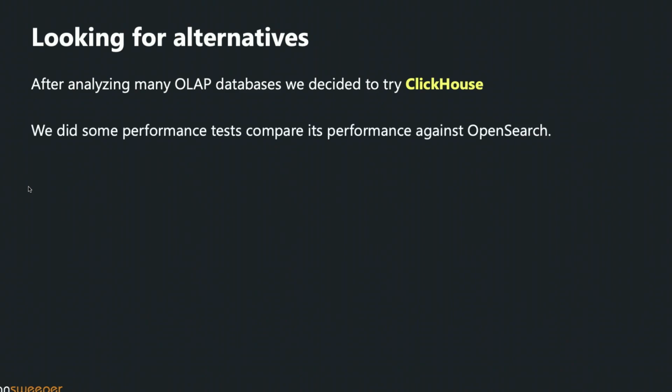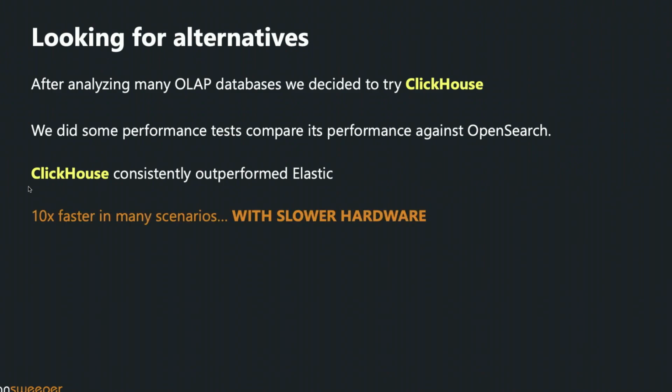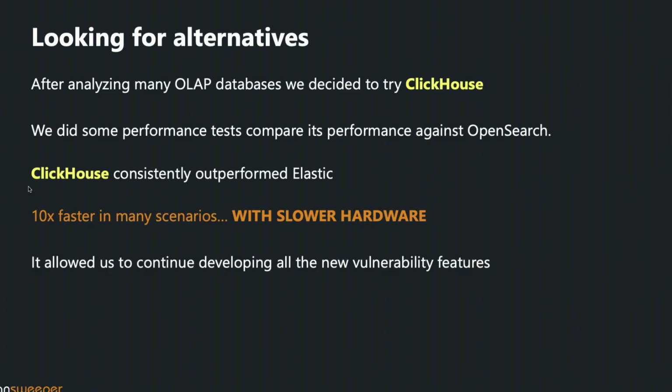And we did some performance testing against OpenSearch. And we found not only that ClickHouse outperformed Elastic in every single test, but sometimes it was 10 times faster with slower hardware, because we were testing the production hardware for Elastic against our laptop with ClickHouse. And of course, this allowed us to build the missing functionalities we wanted for vulnerabilities.